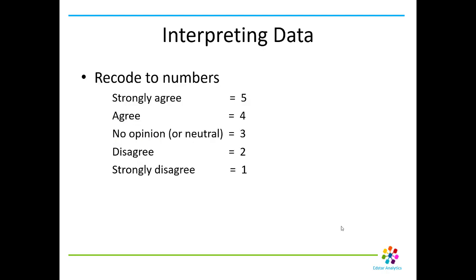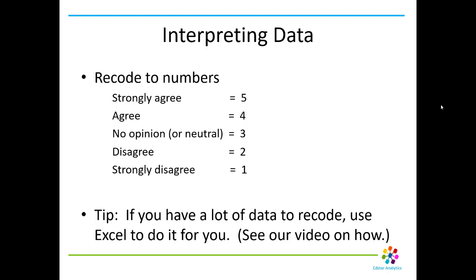To interpret your data, you first recode the results into numbers. So you would change strongly agree to 5, agree to 4, no opinion to 3, disagree to 2, and strongly disagree to 1. And we're assuming here for the simplest sake that all of your items are worded in a way that strongly agree is the most favorable answer. Now I've got a little tip for you. If you have a lot of data to recode, use Excel, because Excel can do it for you. And we've got a little video on how to use Excel to recode your data.